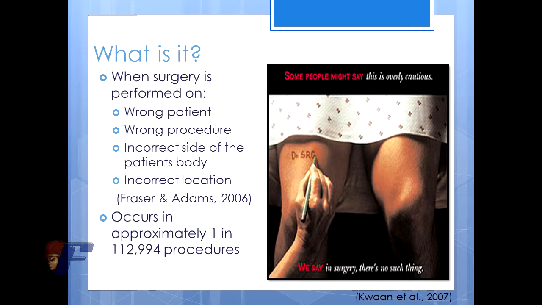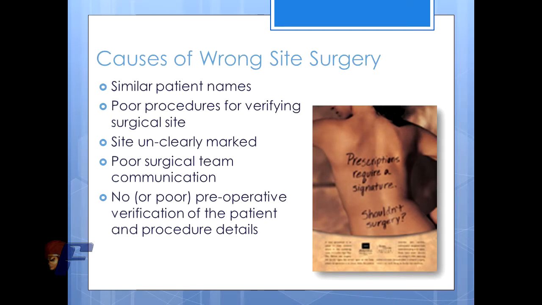Wrong site surgery is relatively rare, with it occurring approximately 1 in every 113,000 procedures performed. Cases where wrong site surgery cause long-lasting or permanent complications are even rarer, making up an estimated 8% of total wrong site surgery cases. There are many reasons that a surgeon can end up performing surgery on the wrong site. Similar patient names can cause confusion on which procedure is to be performed on which patient, especially in cases where both patients are hospitalized for similar reasons.